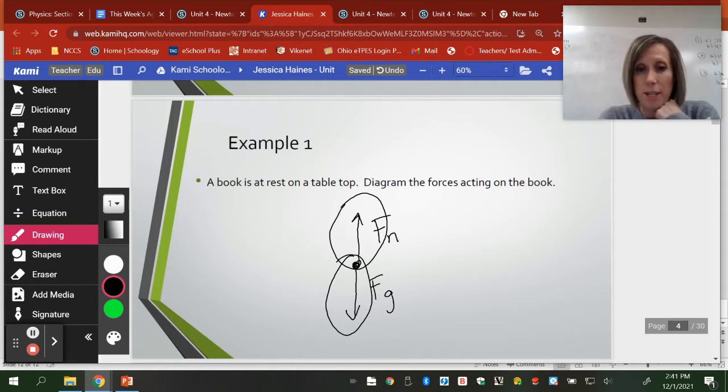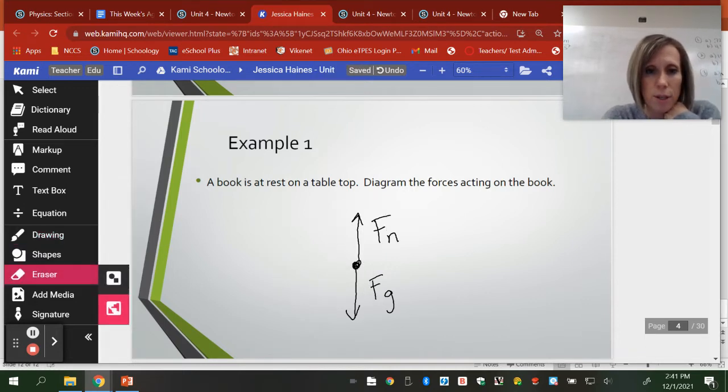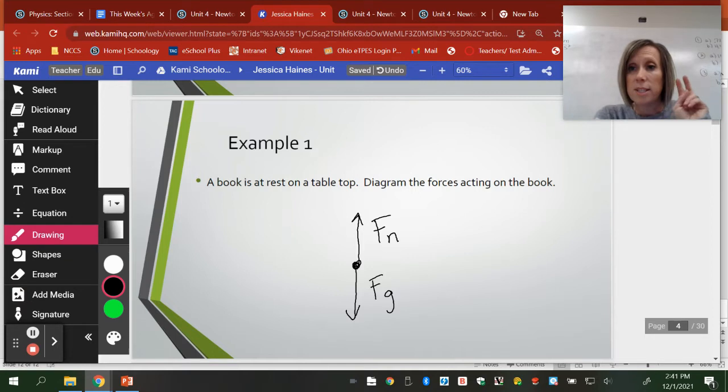Anytime we draw a free body diagram, like we just did here, a second thing always needs to be drawn, and that is a net force. So anytime you draw a free body diagram like this, you're always going to draw a second dot, and then you're going to put net force.